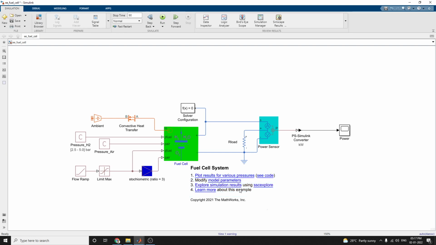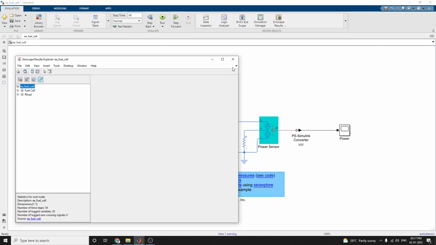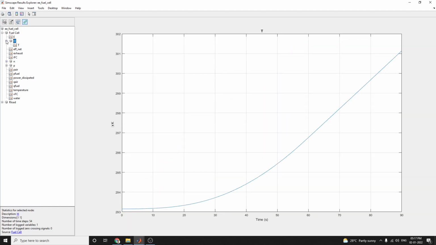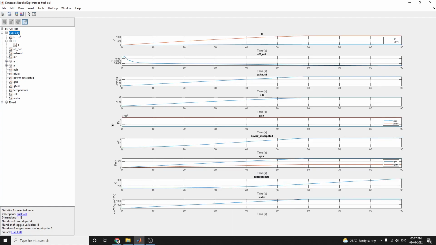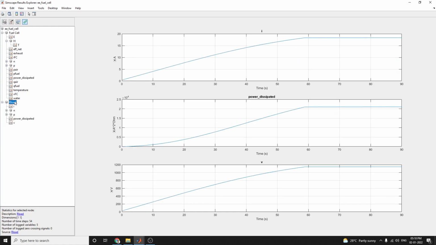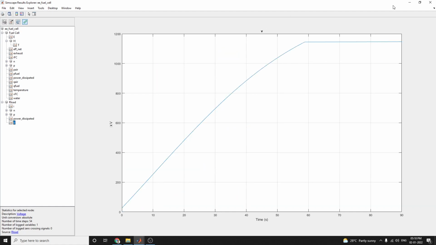Also, by means of the interactive Simscape Results Explorer, you can see each and every point of the fuel cell system and also the load value. It's a combination of all the blocks. You can see the power dissipated, cell temperature, water, hydrogen pressure, and current, voltage, power and temperature for pressure between 2.5 and 5 bar. Similarly, in this case you can verify each and every block.